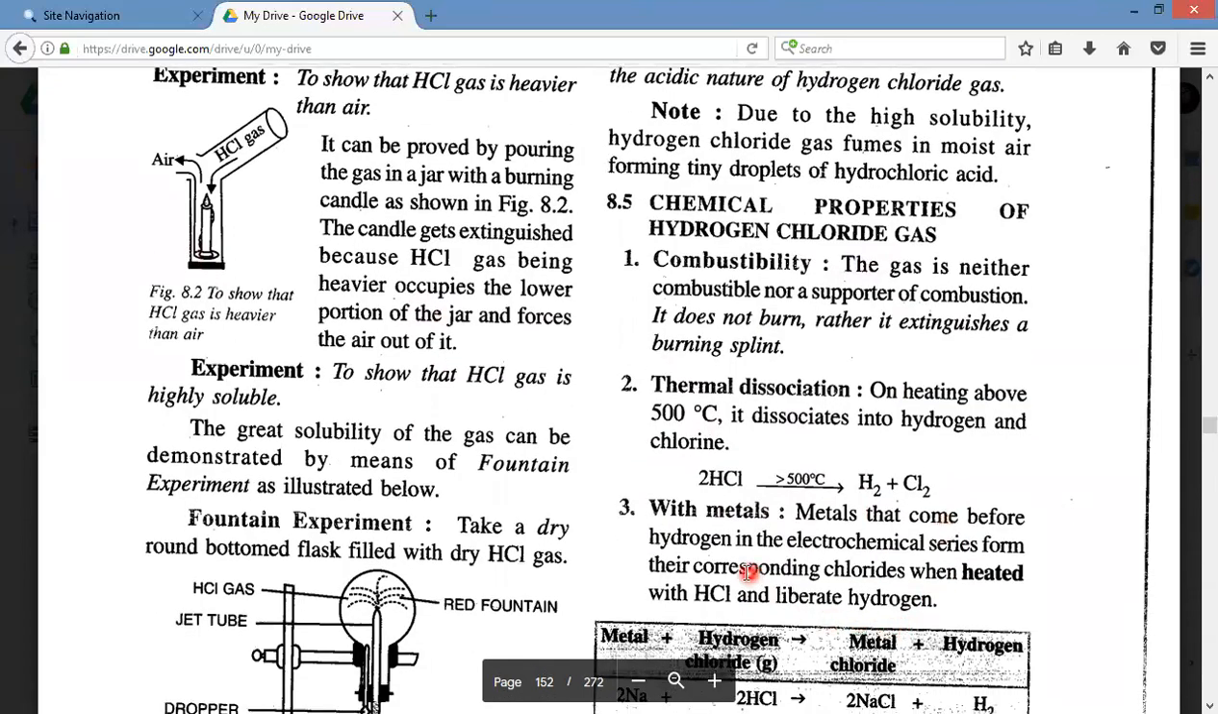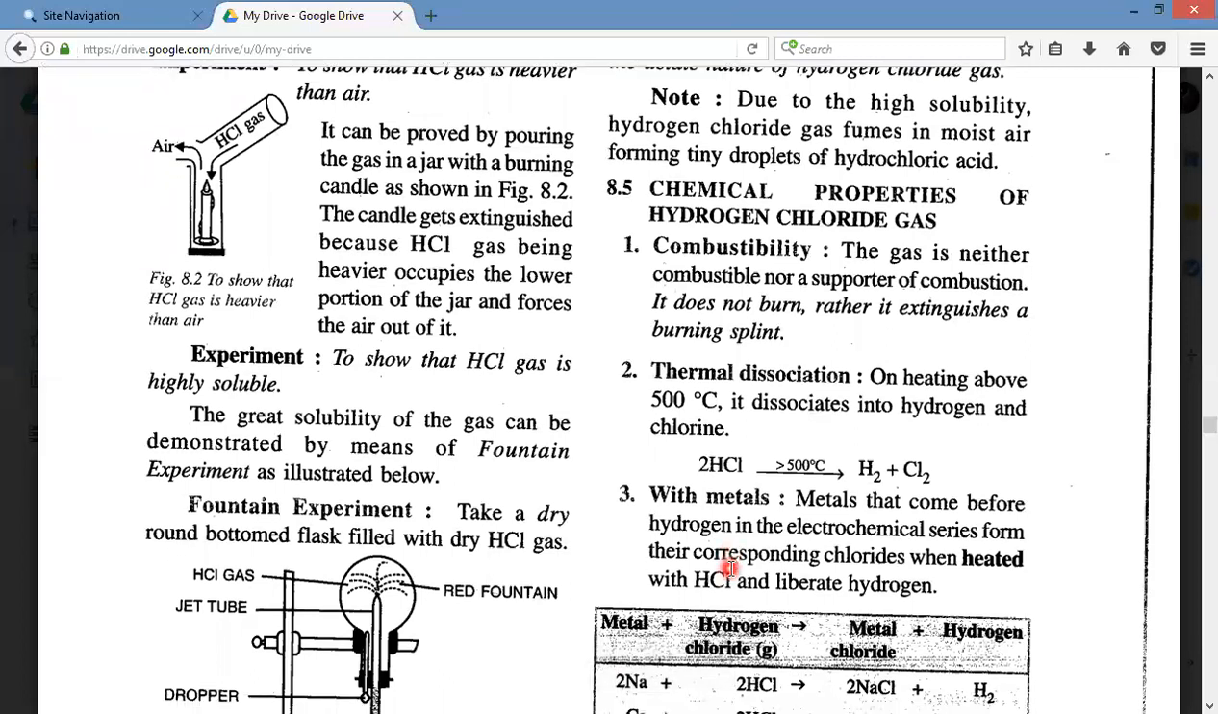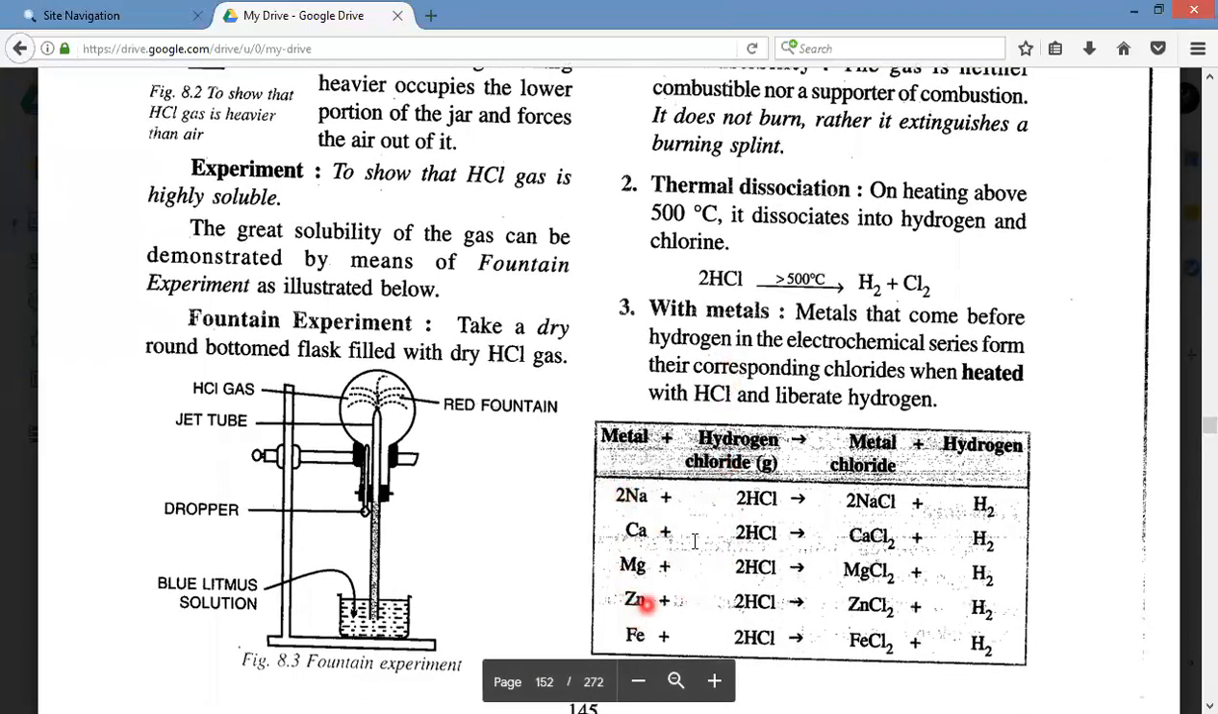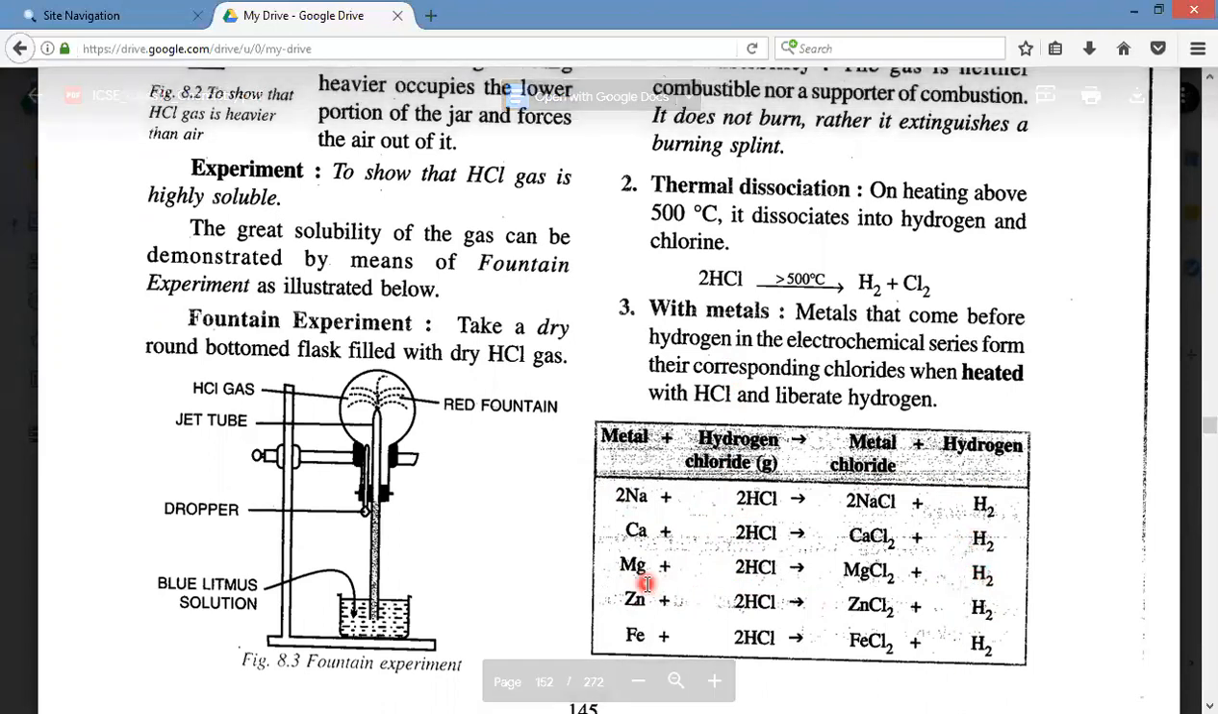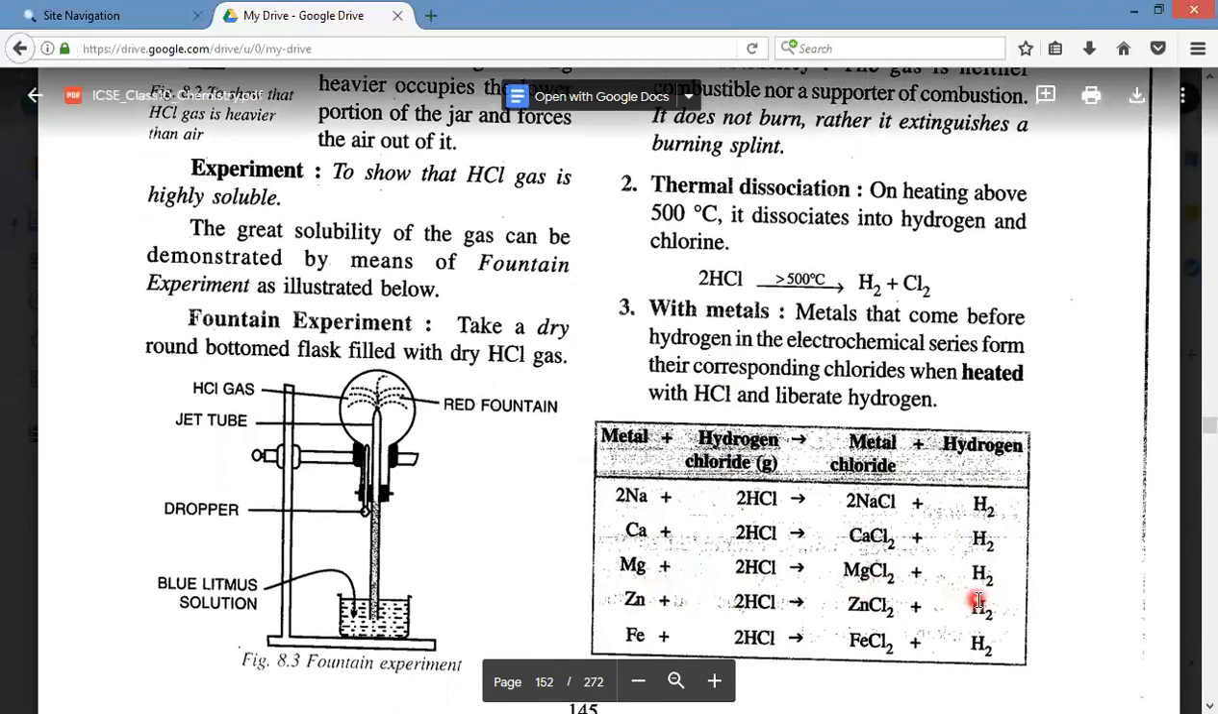With metals, but those metals which are above hydrogen in the electrochemical series. When we are treating these metals with hydrogen chloride gas, then the metal chloride will be formed with hydrogen gas. Hydrogen gas leads to a pop sound and burns with a blue flame. Always remember, whenever a metal reacts with hydrogen chloride, that metal should be above hydrogen in the electrochemical series, and it will form the metal chloride with hydrogen gas.